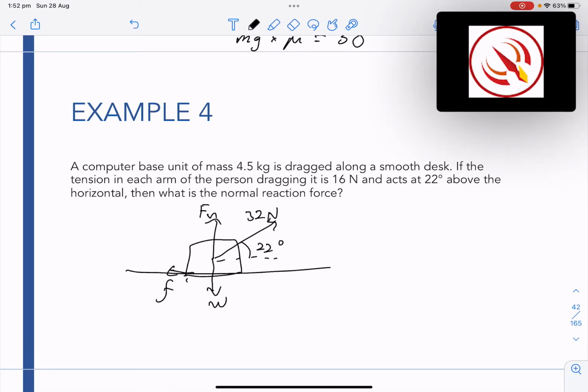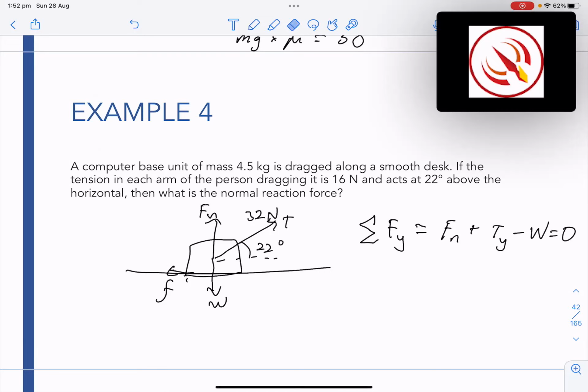Here, we're actually going to use another version of this net force formula, and it's the net force in the y direction. So the net force in the y direction, in our case, will be given by three things. It's going to be the normal reaction force, the vertical component of this pulling force, which is going to be up, as well as our weight force. So it's going to be Fn plus, I'll call this Ty, minus the weight force, that equals 0.